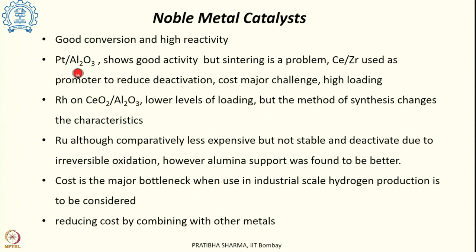With platinum, for example, although the cost remains volatile, it is approximately 30,000 times that of nickel. So that is the major obstacle. However, higher loading is also required, higher than 1%, about 1.5% loading is required, which again is a disadvantage. Rhodium on cerium oxide alumina is a good catalyst, wherein the loading percentage of rhodium compared to platinum is lower.